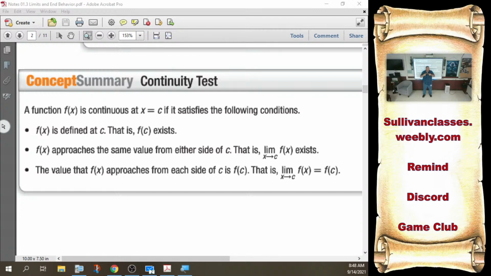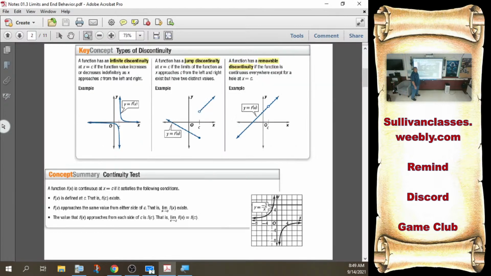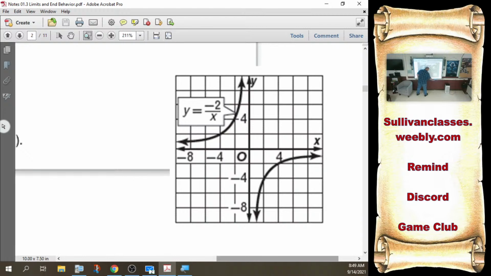Why would I write down the table if I can just have the table in my calculator? Okay? So the solutions are going to have the table written down. You don't have to do that. Just do it in your calculator. Okay? So, example. Right here. I'll run you through the continuity test.